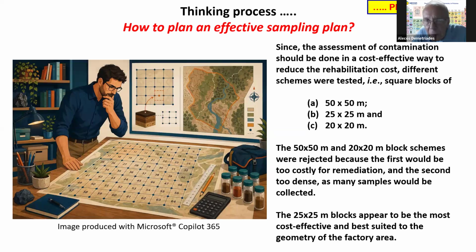Since the assessment of contamination should be done in a cost-effective way to reduce the rehabilitation costs, different schemes were tested. Square blocks of 50 by 50, 25 by 25, 20 by 20. Now, the 50 by 50 and 20 by 20 block schemes were rejected because the first would be too costly for remediation, and the second too dense, as many samples would be collected. Now, the 25 by 25 meter blocks appear to be the most cost-effective and best suited to the geometry of the factory area, as you will see.